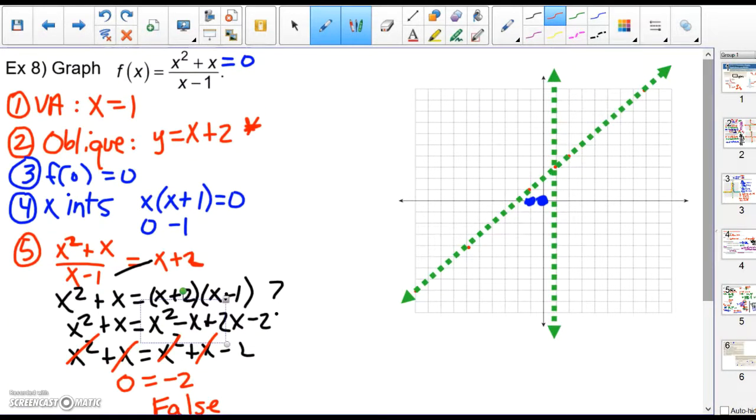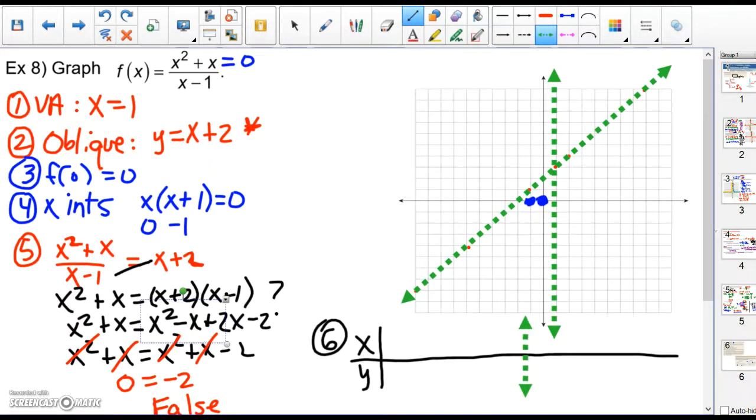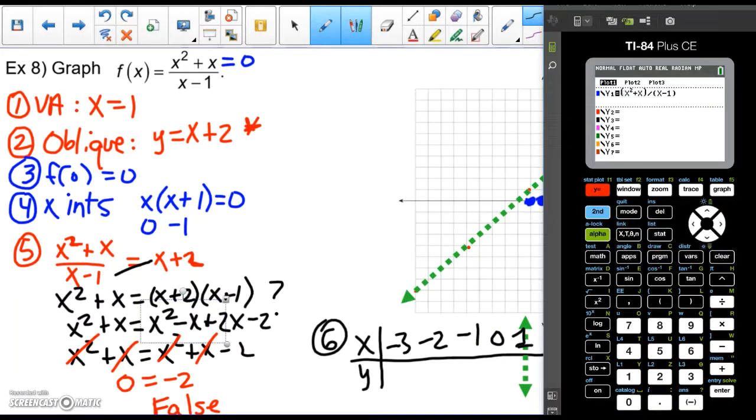After that, I'm going to need to make a table or something to just fill in some extra points. So step 6, make a table. Now remember your vertical asymptote. Your vertical asymptote is at x equals 1, so that's the number that you can't plug in. Don't plug in a 1, but we could plug in, I don't know, some other stuff, negative 3, negative 2, negative 1, and 0.